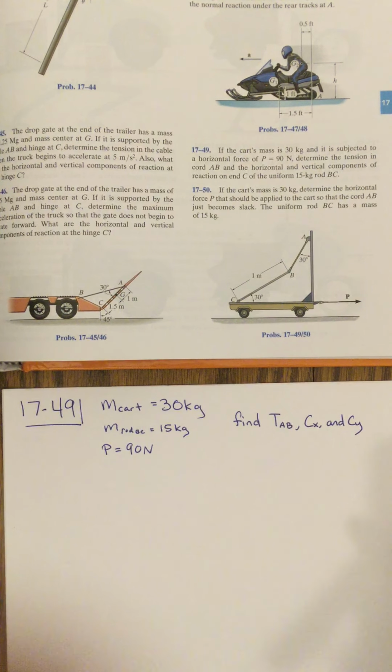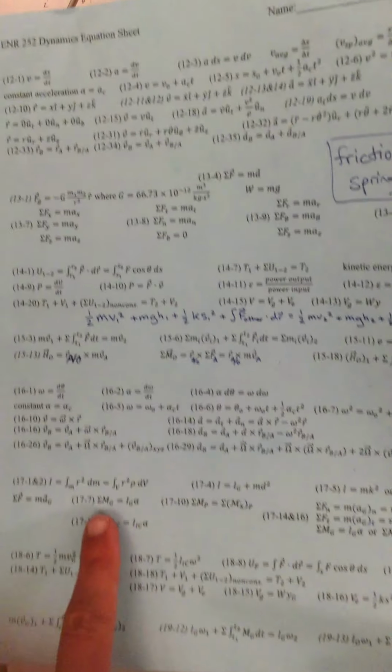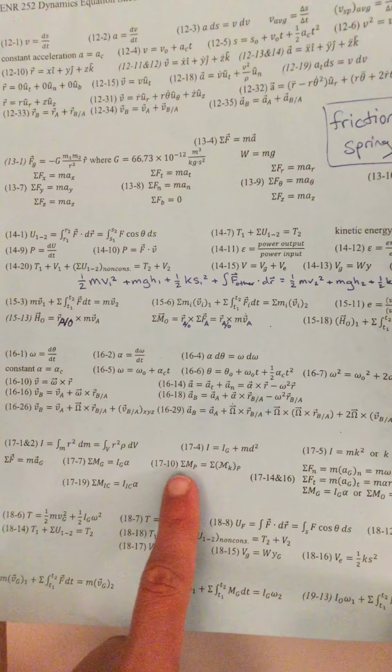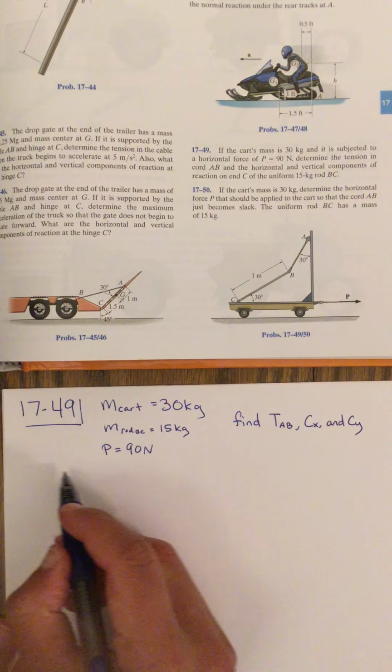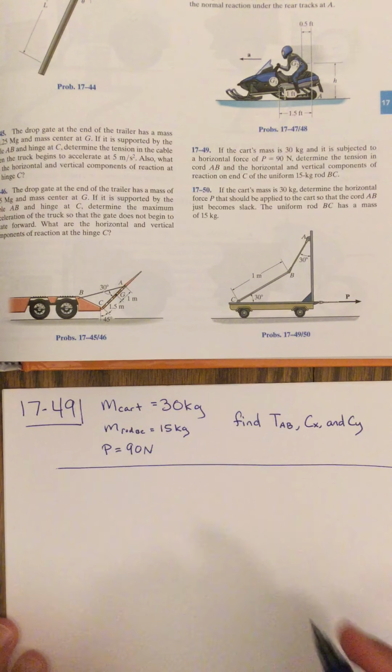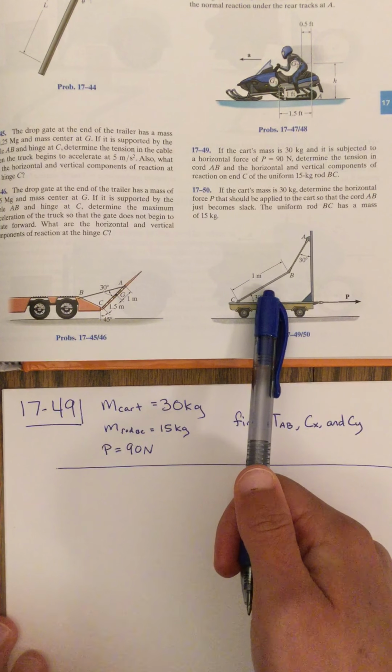So we have 3 or 4 equations we can use, depending on how you look at it, for this problem. We have Newton's second law in the x direction and the y direction, and we also have either equation 17.7 or equation 17.10, which we can use. In this problem, we're going to end up looking at rod BC as its own system.